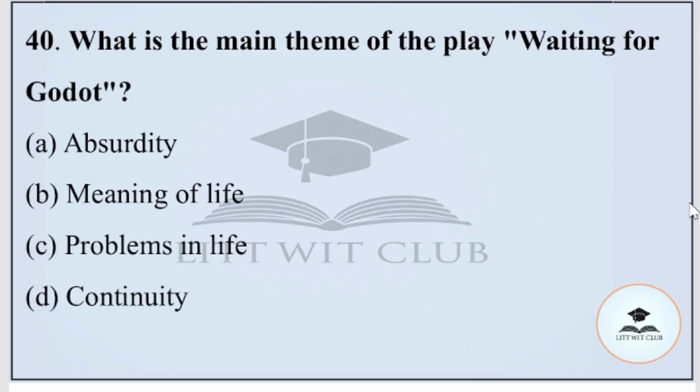Question number 40. What is the main theme of the play Waiting for Godot? Options are absurdity, B, meaning of life, C, problems in life, or continuity. And the correct answer is absurdity.